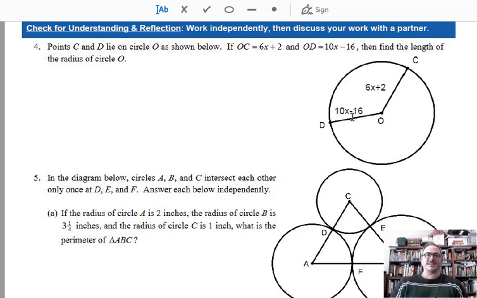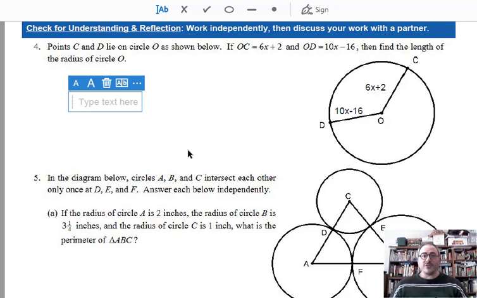So if you know this is 10x minus 16 and this is 6x plus 2, you'll have to set up an equation. What equation do you know? Well, hopefully by now you know something about circles. All the radii of a circle are always the same length by definition. It wouldn't be a circle if the radii had different lengths. So you could say that 6x plus 2 will equal 10x minus 16. Your job is to find the length of the radius of circle O. Find out what x is, plug it into one of these equations, boom, you got it.